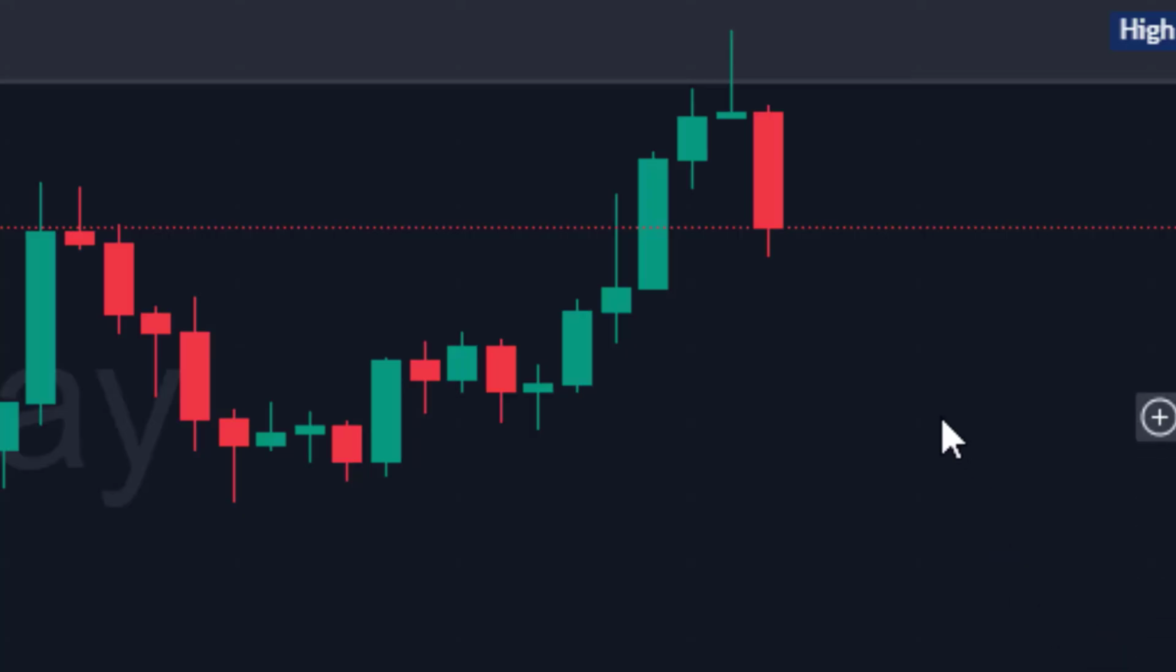Now let's look at a short trade example. Price has moved into a resistance zone and formed a very strong bearish pin bar candle. This candle has a long upper wick, a very small body, and almost no lower wick. Pin bar candles like this are called shooting star candles. Even though this candle is green, it still tells us that buyers tried to push price higher, but were aggressively rejected by sellers. After that, we get a strong bearish momentum candle.